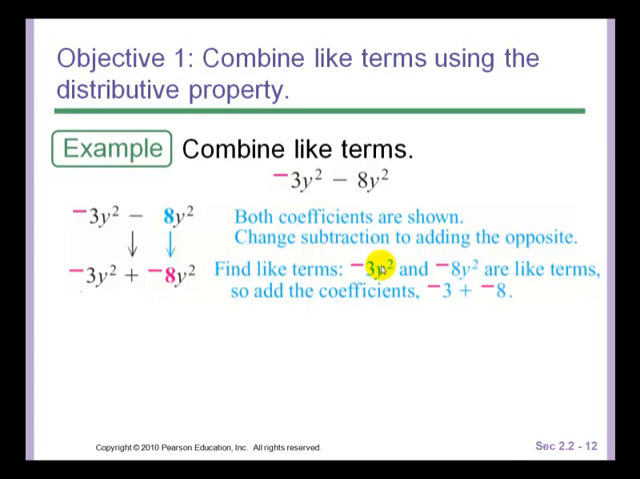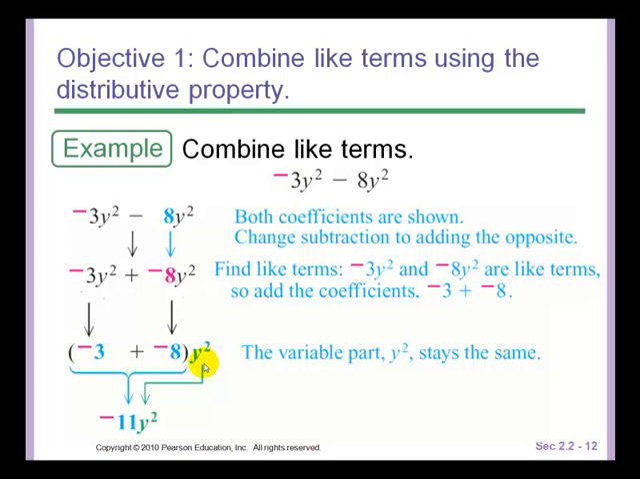The like terms, there are only 2 terms, and they are like terms, are the negative 3y squared and the negative 8y squared. They are like terms because they both have a y and they both have an exponent of 2. We will add the coefficients negative 3 plus negative 8. Again, think about this like doing the distributive property backwards. You're undistributing the y squared, and then you're adding negative 3 plus negative 8 is negative 11y squared.